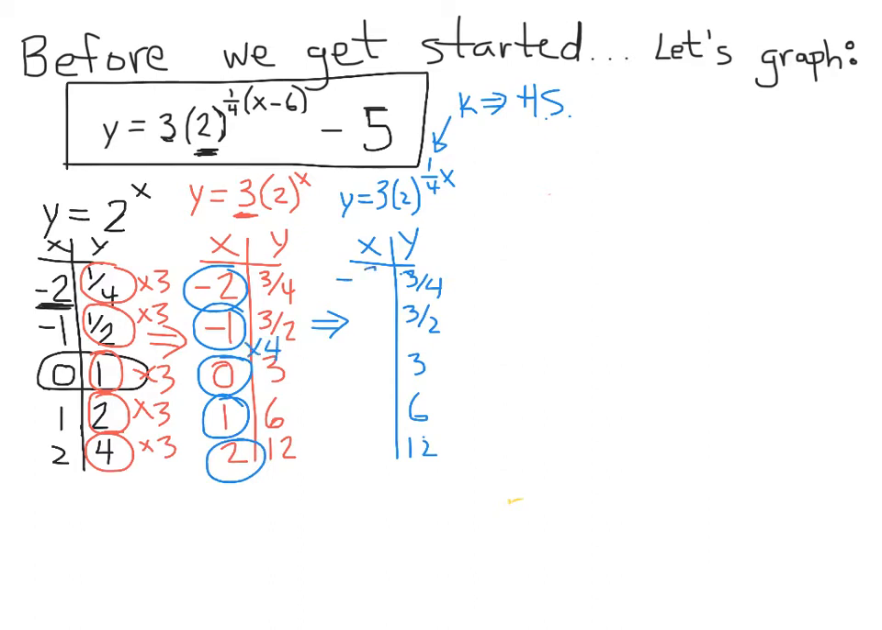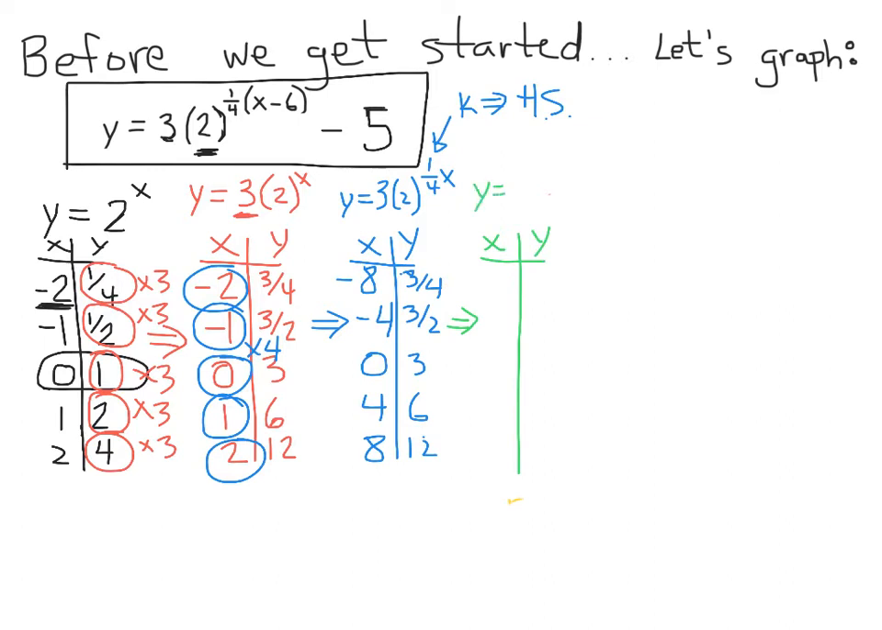Negative 2 times 4 is negative 8. Negative 1 times 4 is negative 4. 0 times 4 is 0. 1 times 4 is 4. And 2 times 4 is 8. So I've stretched those horizontally by a factor of 4. The next table of values will be for the next transformation.